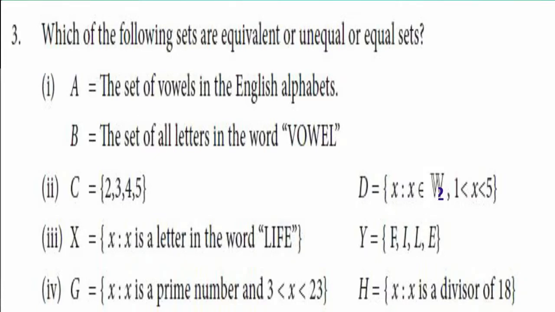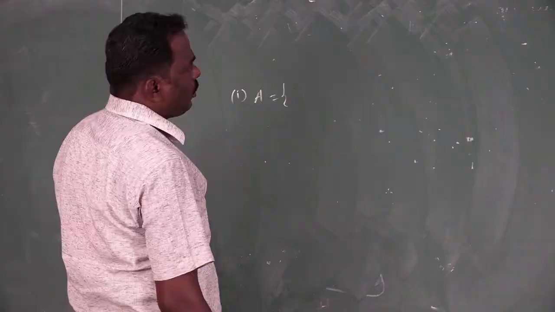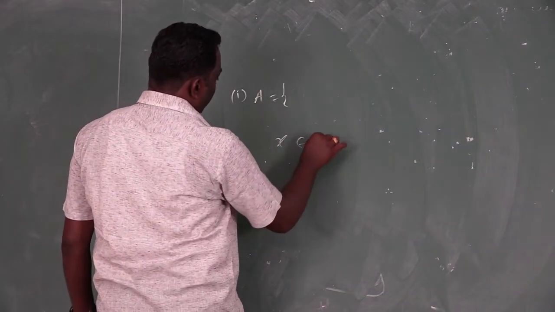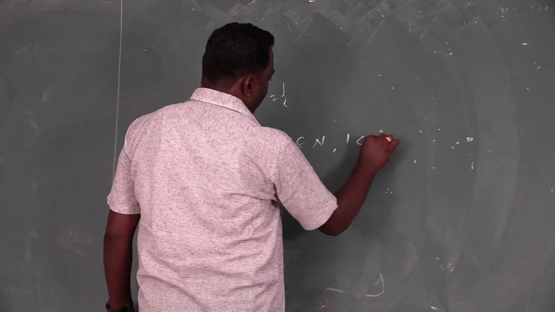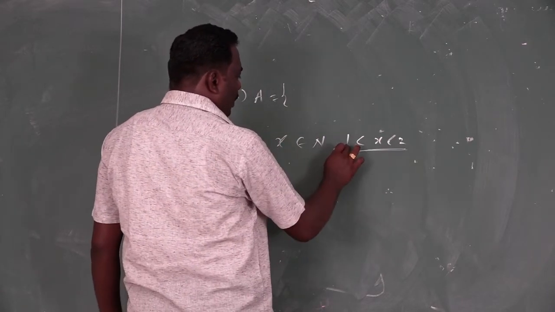Identify the following sets as null set or singleton set. Now the first one is defined by capital A, that is equal to x such that x belongs to the natural numbers, capital N, and such that 1 is less than x less than 2. So the elements belong to N and the numbers are between 1 and 2. We know there are no natural numbers between 1 and 2.